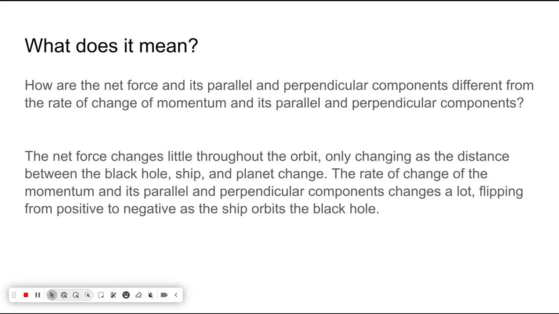What does it mean? There's a question. Basically, the net force doesn't change a whole lot. It changes as you move around, because as it gets closer, the gravitational force increases, which increases the net force, and thus the parallel and perpendicular components. But the rate of change of the momentum changes a lot, going from positive to negative, and way positive to way negative. That's when it really changes a lot, and you can see that in the arrows. And that's it. Thank you.